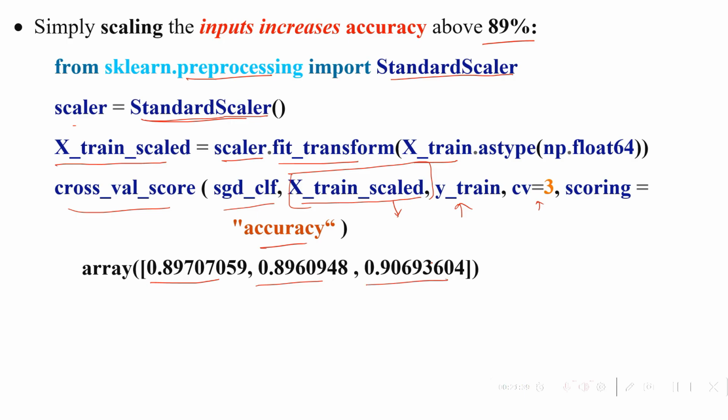Previously, without scaling, we were getting values around 0.84, but here we are getting values about 5% higher: 0.89, 0.89 and 0.90 in all the three folds. That is how we handle the multi-class classification problem. In the next video we are going to look at how to perform error analysis of the given model. Okay, thank you for watching our video.